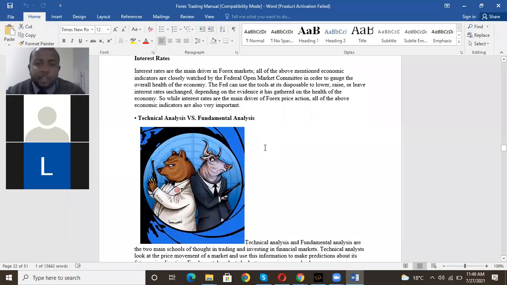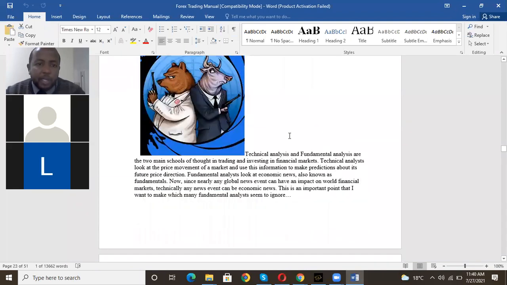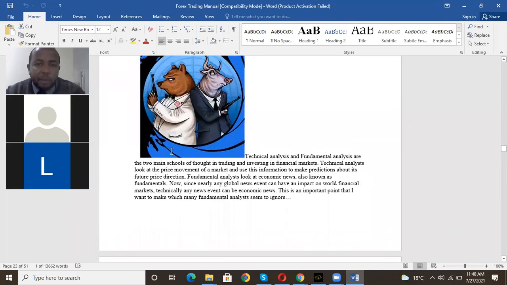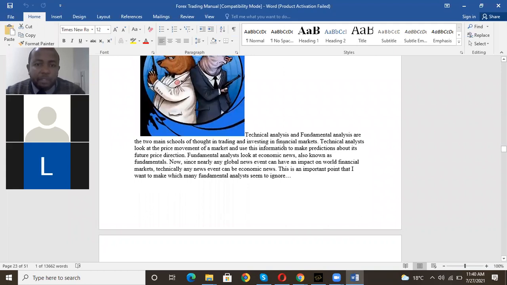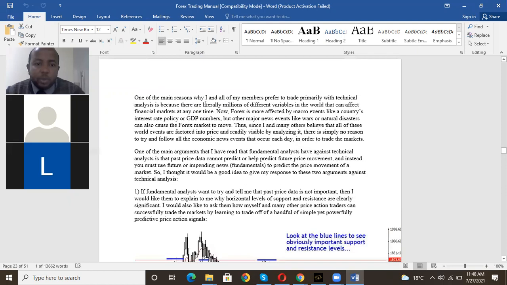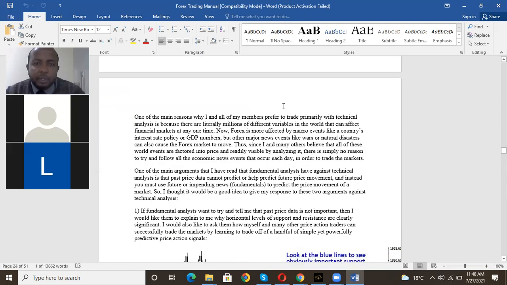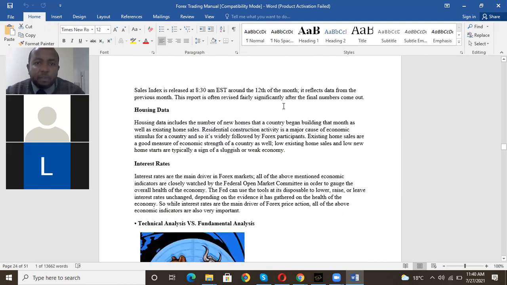So what's the difference between technical and fundamental analysis? We did a lot of technical analysis. Technical analysis and fundamental analysis are two main schools of thought in trading and investing in financial markets. Technical analysts look at the price movement of a market and use this information to make predictions about its future price direction, while fundamental analysts look at economic news, also known as fundamentals. Since nearly any global news event can have an impact on the world financial markets, technically any news event can be economic news. This is an important point that I want to make, which many fundamental analysts seem to ignore. At least today, it was more of fundamental analysis.